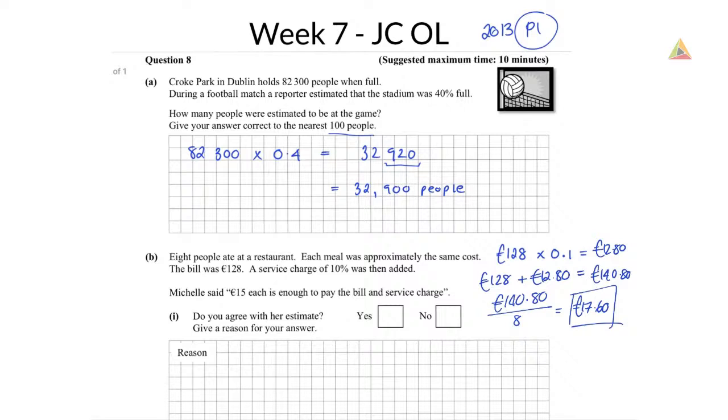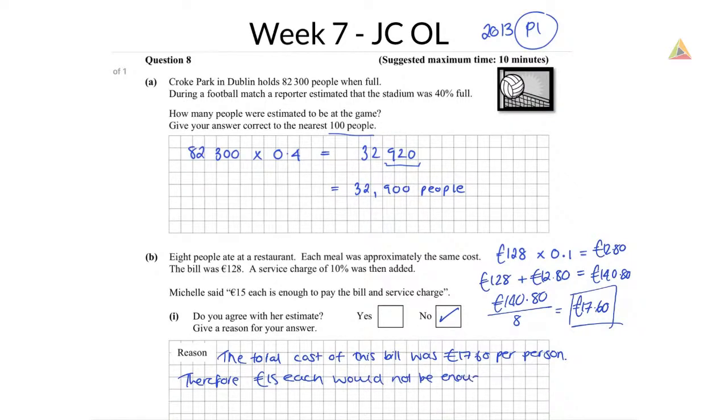So Michelle said that €15 is enough to pay the bill and the service charge. Well, it's not. It's €17.60. So the answer is no, it's not. We don't agree with her estimate, and the reason is the total cost of this bill was €17.60 per person. So therefore, €15 each would not be enough to cover the bill.